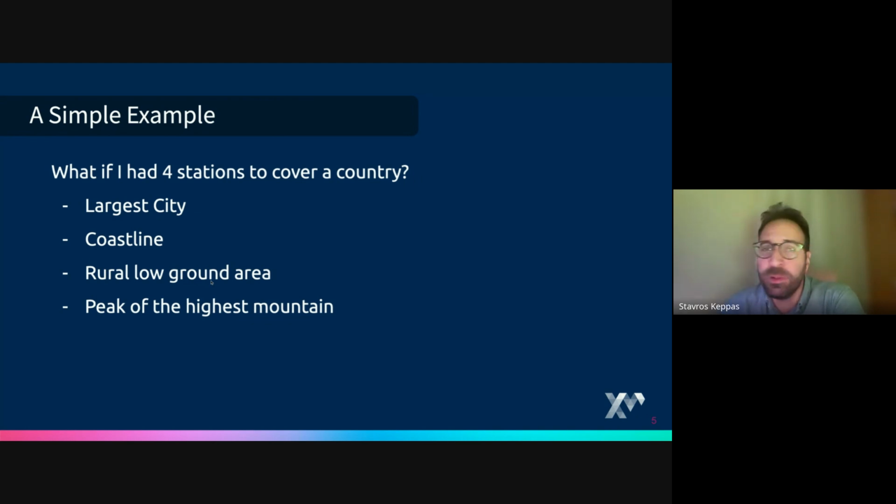Here is a very typical example that I use to explain the way that we should distribute our stations, supporting the science of meteorology. If I had just 4 stations to cover a large country, I would place one in the largest city, one in a coastal area, another in a rural low ground area, and the last one on the peak of the highest mountain of the country. In that way, covering these extremely different areas, I would be able to estimate the weather conditions in the areas between them.